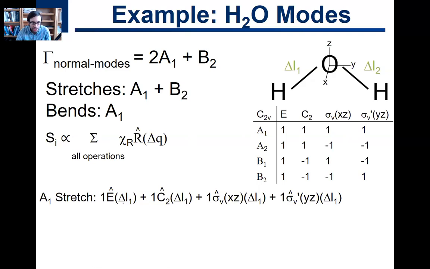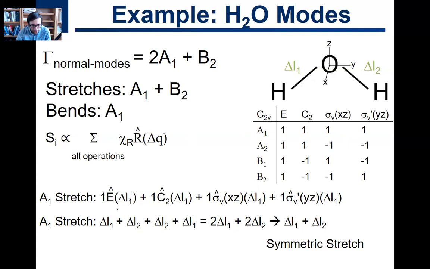Then I'm going to do an identity operation on L1. Well, if I do an identity on L1, it's just going to give back L1, right? So that's here. If I do a C2 on L1, that's 180 degrees rotation. That's going to move into L2. So that's there. And it was 1 times L2 because there's a 1 in front of here. So it's just L2. Now I'm going to do a sigma V in the XZ plane. That's right there, XZ plane. So that's going to interchange. L1 is going to go to L2. So 1 times L2 is L2. And then we have 1 times sigma V YZ applied to L1. That's in the plane of a water molecule. So L1 is just going to stay L1. So we have just L1. So we add this up, we have delta L1 plus delta L2 plus delta L2 plus delta L1. That equals 2 delta L1 plus 2 delta L2.